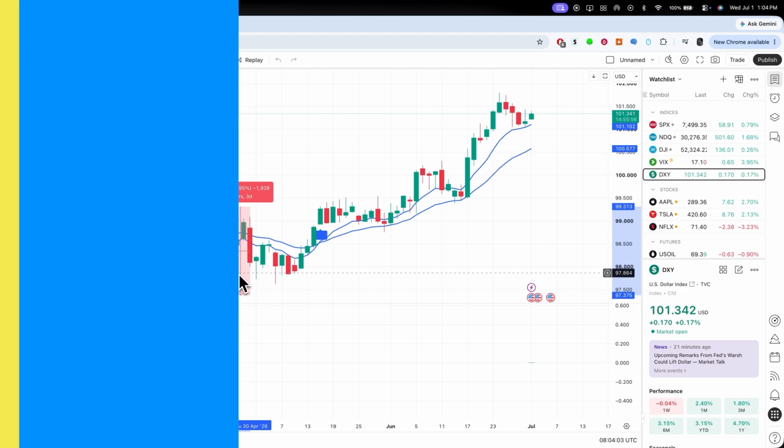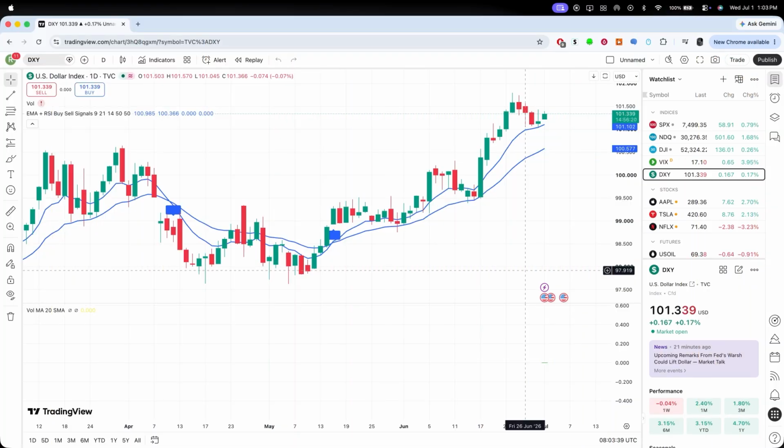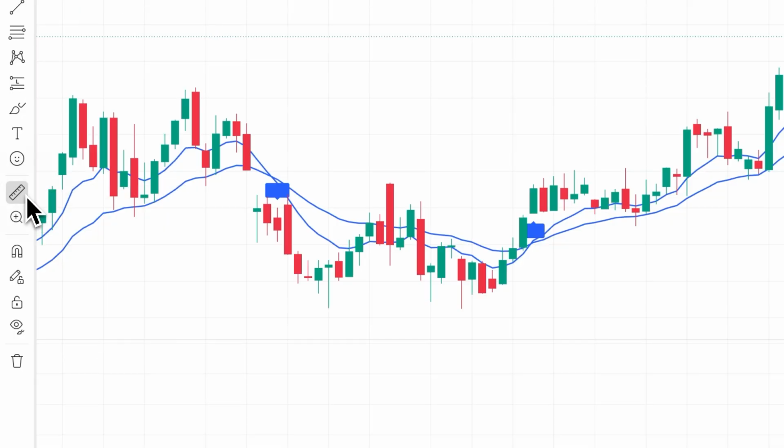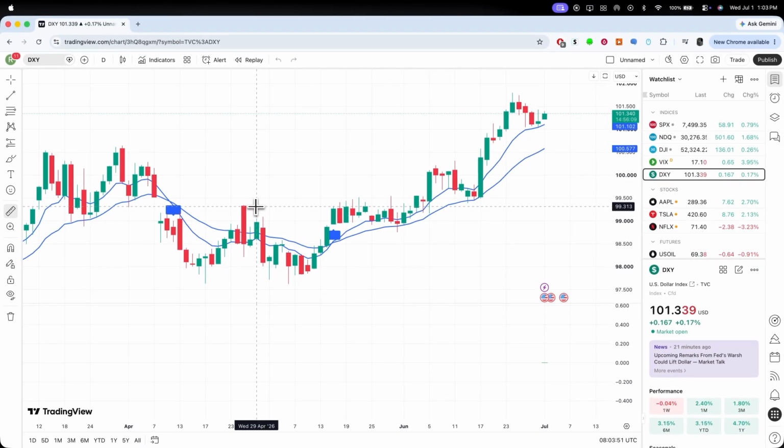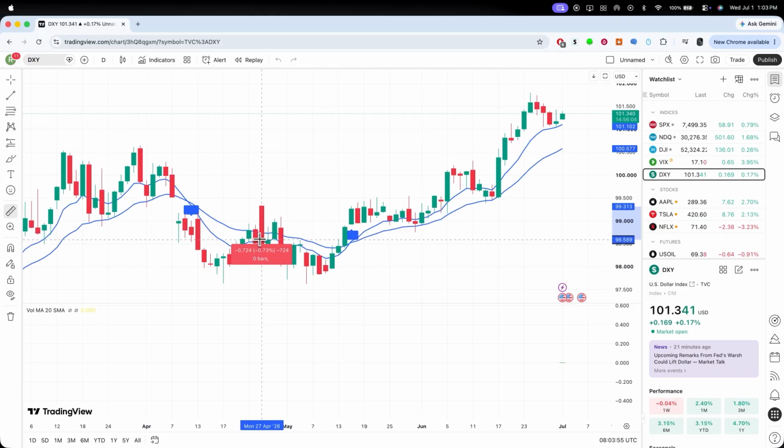All right, let's begin. First, open TradingView and load the chart of the currency pair or market you want to analyze. Make sure your chart is ready before using the measurement tool. Next, look at the toolbar on the left side of the screen and select the Measure tool, which is represented by a ruler icon. Once the tool is selected, click on the price where you want to begin measuring.